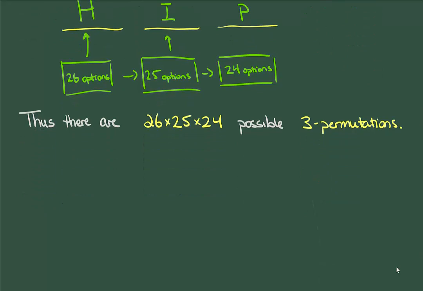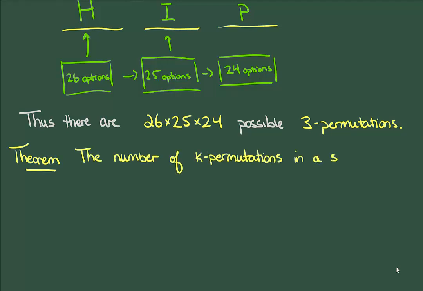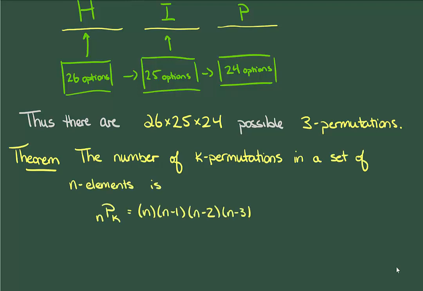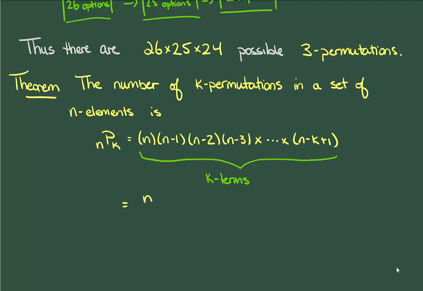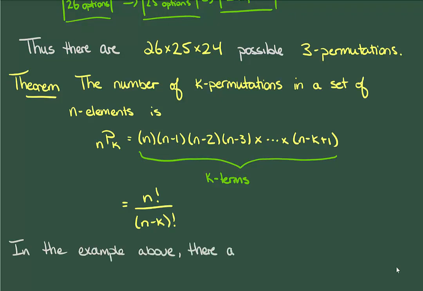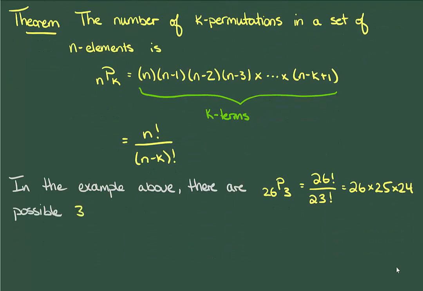And hopefully you see how this will work in general. If we're looking at the number of k permutations, we're going to multiply the first k numbers, starting with the number n. Now, mathematically, the way that we write this down is as follows. It's a little bit abstract, but you can double check that there are in fact k numbers here that we're multiplying together. Now, a more compact way of writing this down is using factorial notation like so. Keep that in mind. In the above example with the 3 permutations of letters, there are 26 pick 3 possible permutations, and we can write them out as so.